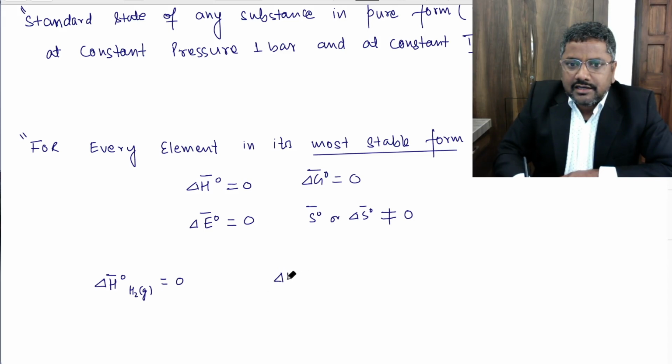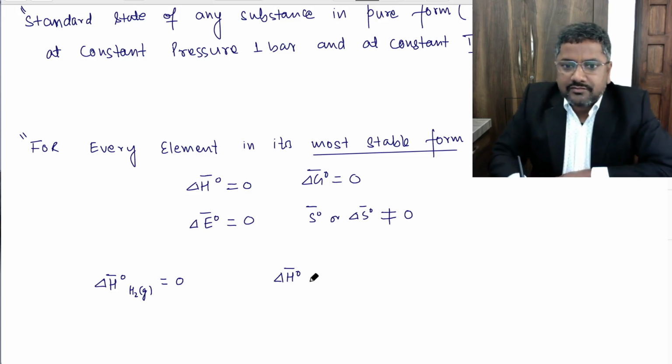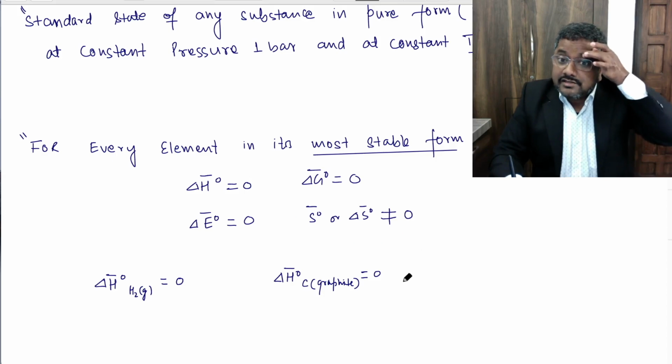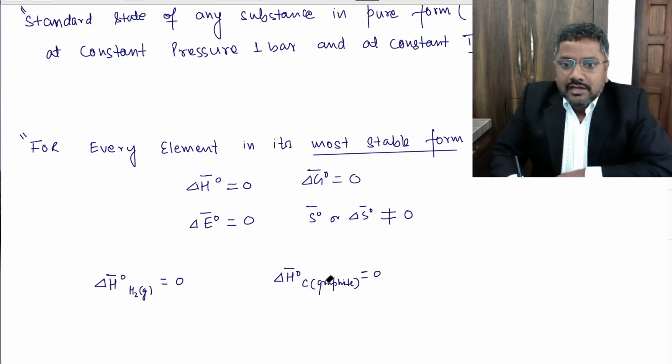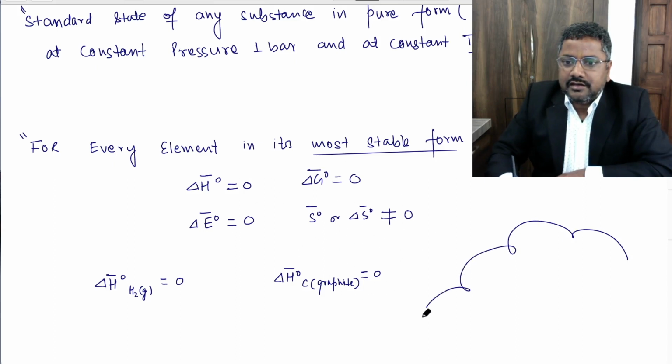Similarly, delta H naught for carbon. For carbon, which allotrope is the most stable form? Graphite. So for carbon graphite, this is equal to 0. Similarly, all these functions are also 0, but entropy is not 0, right? Entropy is not 0. This is not 0 for diamond or for other allotropes. Clear?